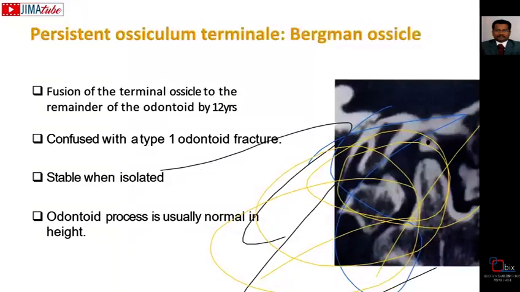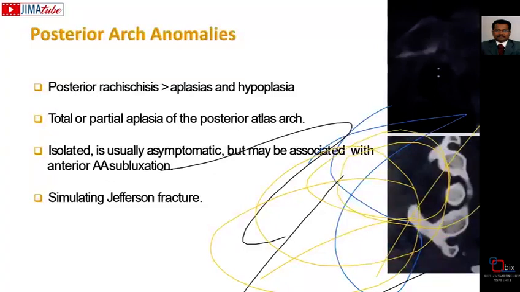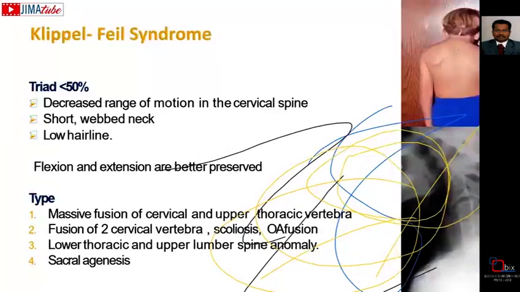The persistent ossiculum terminale, a few words about it. The fusion of the terminal ossicle to the remainder of the odontoid occurs by 12 years. It is usually confused with a type 1 odontoid fracture. It is stable when isolated. Usually, the odontoid process is not normal in height. Posterior arch anomalies simulate Jefferson fracture.